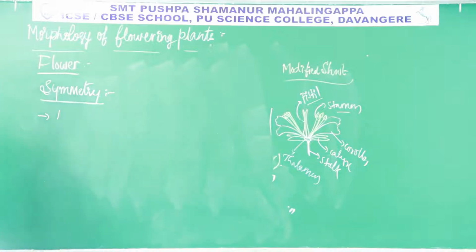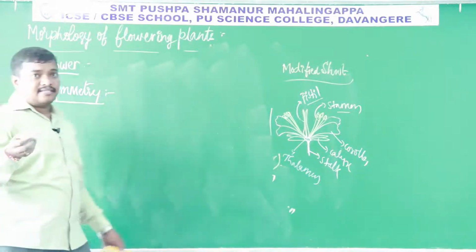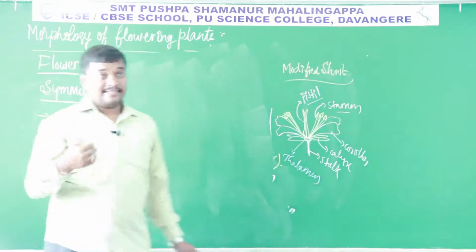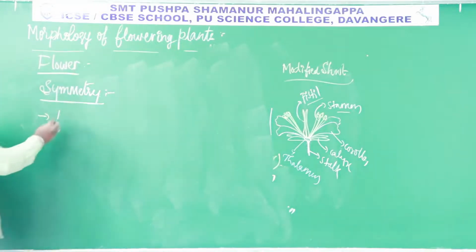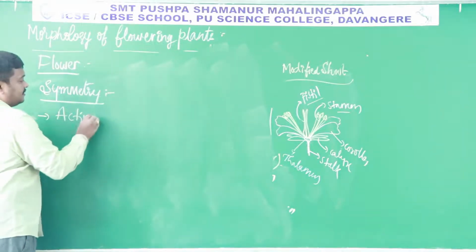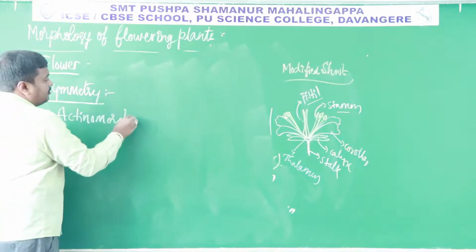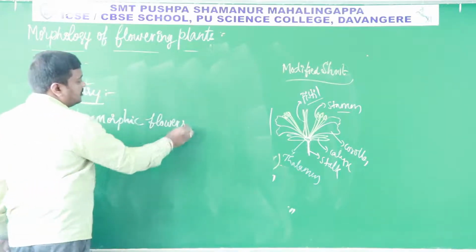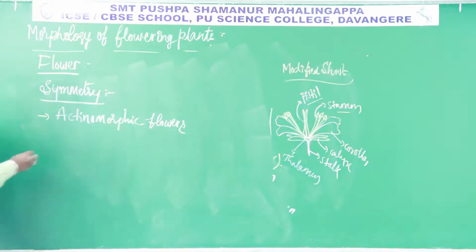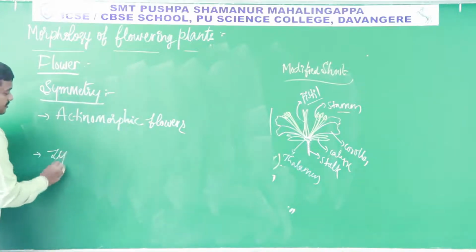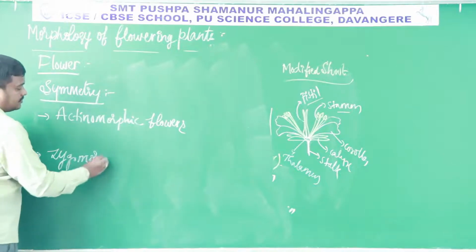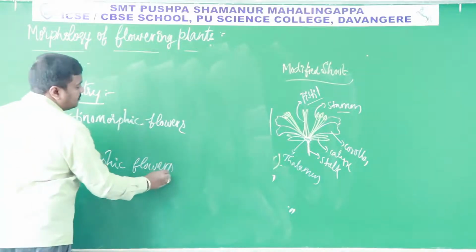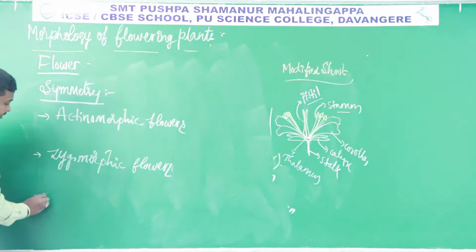in case of animals it is called as radial symmetry. Okay, so in animals, cutting into equal halves in any direction is called radial symmetry. Okay, but in flowers they are called as actinomorphic flowers. Actinomorphic flowers. And second one is zygomorphic flowers. Okay. Third one is there, irregular flower.